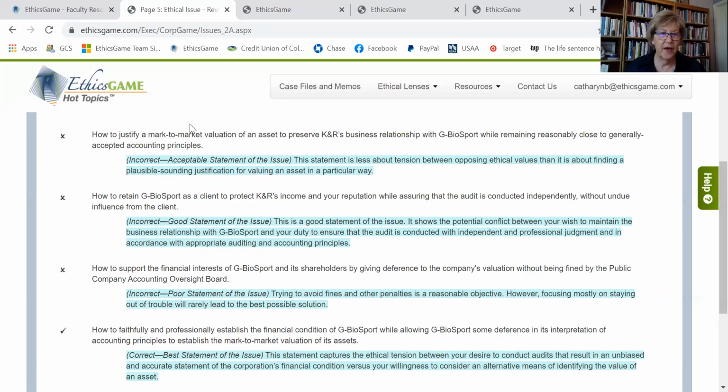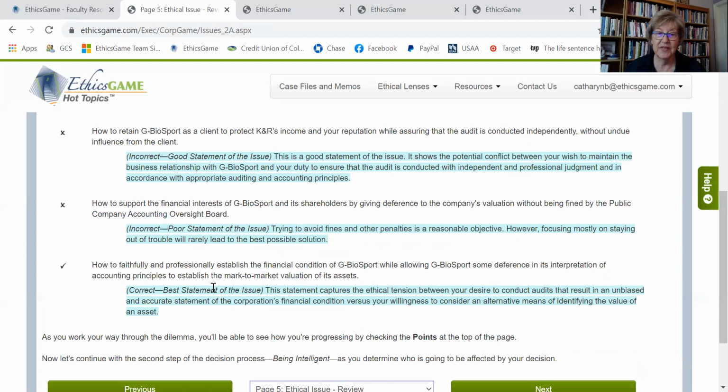And you'll notice we have incorrect, an acceptable statement, a good statement, a poor statement, and a best statement. In this process, we are going to be encouraging you toward ethical maturity. And as you come to the best statements of any of these, it's always going to be a systemic approach to the problem, a systemic approach that will help you understand and to see a broader perspective than just down into the very narrow space.